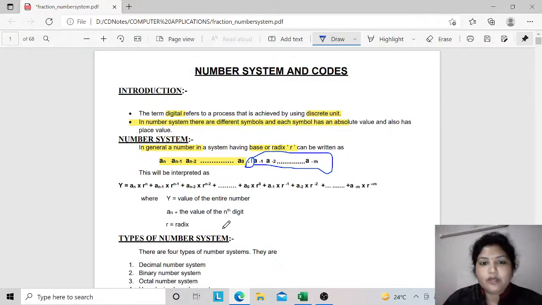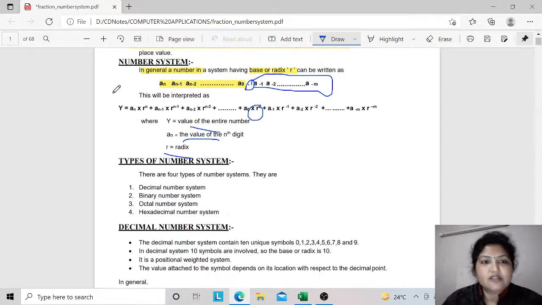So let us see how it is converted. This is my radix, meaning the power, the base part. Here y is the entire number, and an is the value of the nth digit. This is the formula where we can apply the four types of number system. It could be decimal, binary, octal, or hexadecimal. Let us understand one by one how we convert it into different number systems, right?